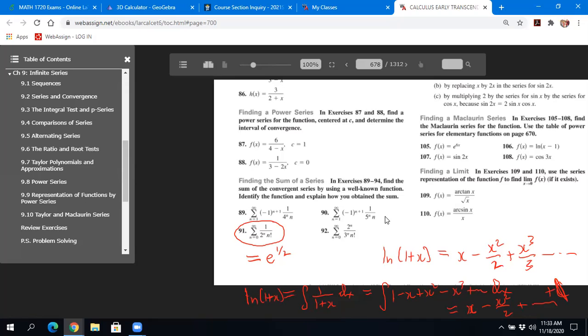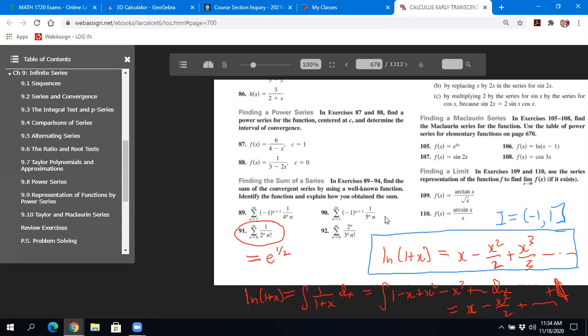So this is the power series for the logarithm of 1 plus x. It turns out the interval of convergence for this thing, if I plug in 1, I get the alternating harmonic series. If I plug in -1, I get the negative harmonic series. So -1 I can't plug in, but 1 I can. That's the interval of convergence. The radius of convergence is 1.